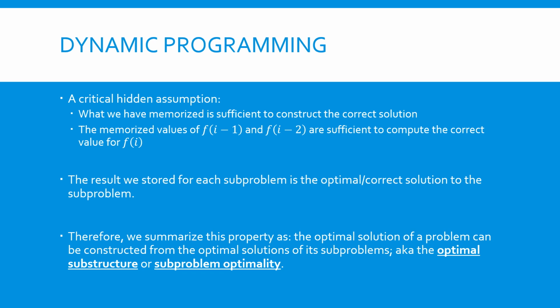We need this assumption because we can only memorize a limited number of solutions to each subproblem, usually the optimal one. However, if the solution to the larger problem requires suboptimal solutions of the subproblems, the required information will not be memorized in the DP table, and therefore we cannot solve the larger problem. In the Fibonacci series example, the assumption indicates that if f(n-1) and f(n-2) are correctly computed, then f(n) can be correctly computed as well. This property is called optimal substructure or subproblem optimality.